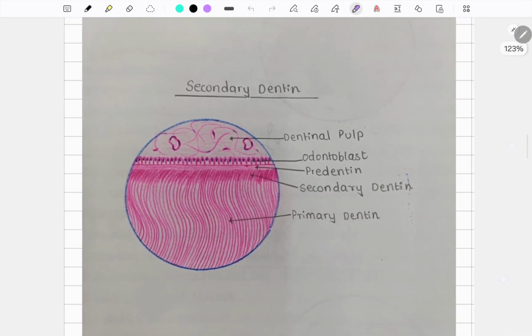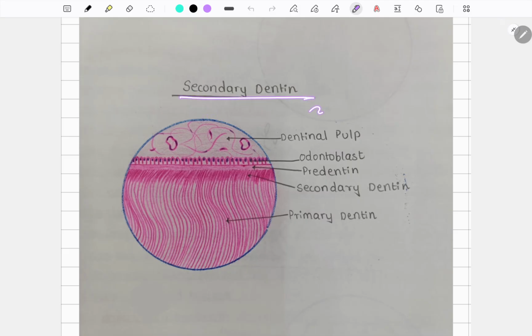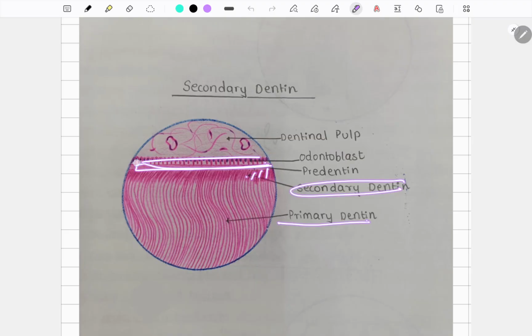Moving on to next, secondary dentine. What is secondary dentine? Secondary dentine is formed after tooth eruption as a normal physiological process, and it is usually less tubular and darker. As you can see, this is darker than the primary dentine. So this is the primary dentine, and this is the secondary dentine which is formed after the tooth has erupted, and it is darker in color than the primary dentine. You have to mention the pre-dentine also in this, and the odontoblastic processes also, and the dentinal pulp also.